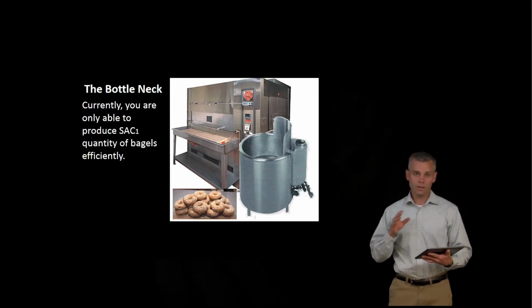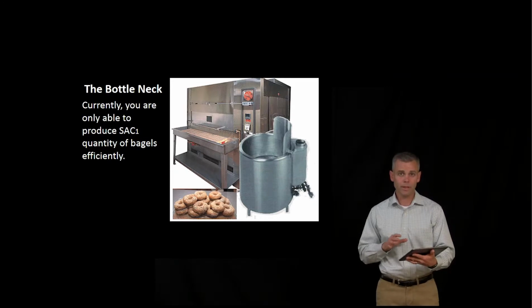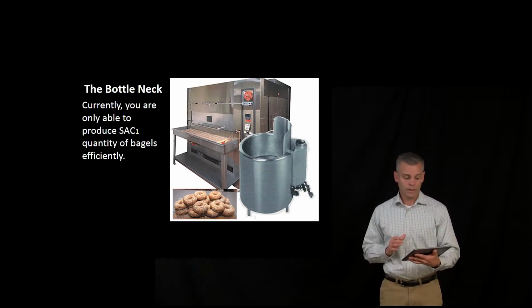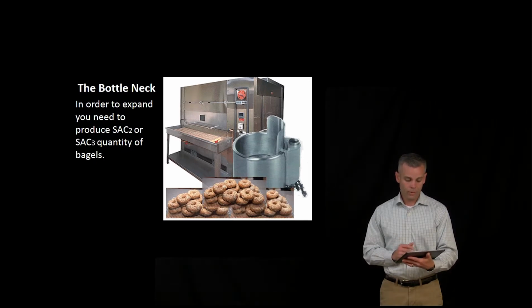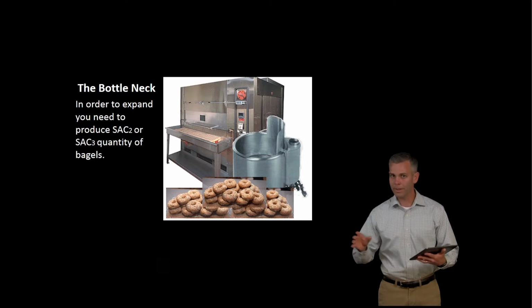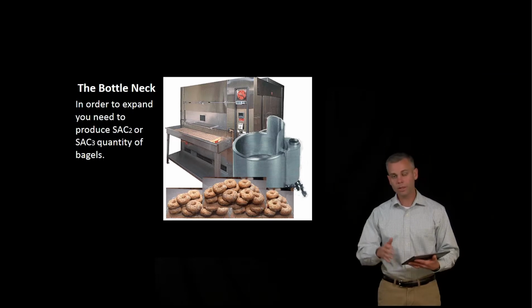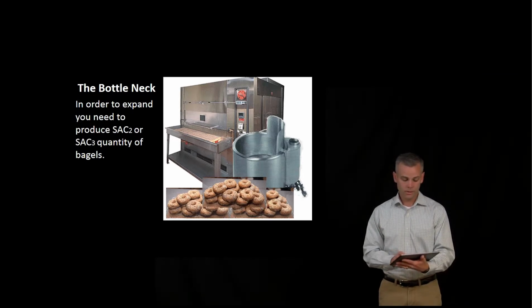In the lesson today, we're going to call the quantity you're able to produce SAC1. That's what you're able to produce with your current equipment. But what you would need if you're going to make 2 bagel shops, or especially if you're going to make 3 bagel shops, you're going to need to have more equipment. That's your bottleneck. That's what you're trying to solve through short run and long run analysis.